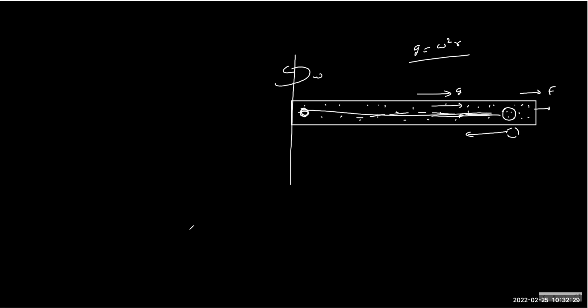No. In this case, it will not go. If you accelerate left, then it will go. But if you accelerate right, then all liquid will try to go left. So if the liquid tries to go left, then the bubble will remain right only, no? Yes, sir. So to move to the right side, you must accelerate to the right side. So the bubble will move in the direction of acceleration, not opposite, correct?